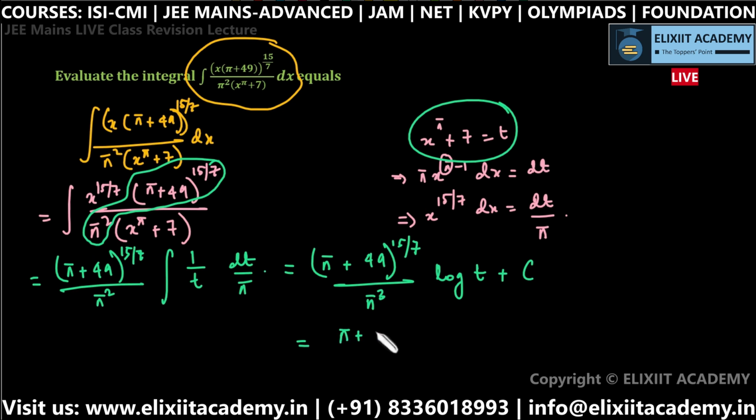So this is (pi plus 49) whole to the power 15 by 7 divided by pi cube, log of... replace the value of t. t is x to the power pi plus 7, plus c. This is our answer. Such a simple problem. This looks like a dangerous one, but obviously it's just a pure play of substitution.